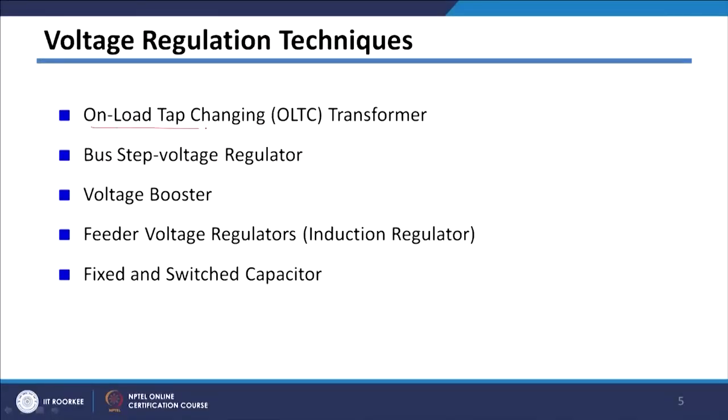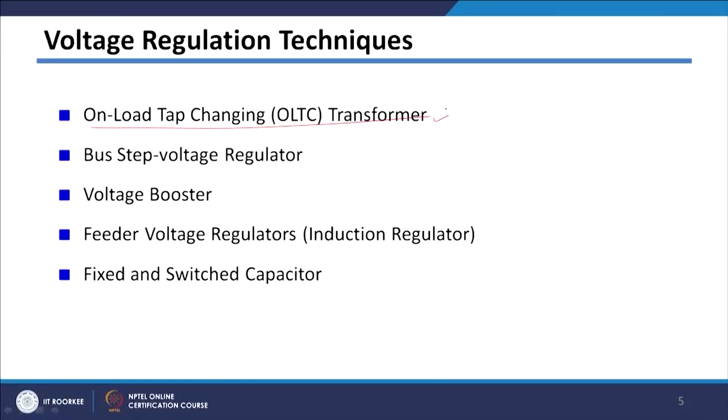One important voltage regulator component is your on load tap changing transformer. We know that generally the taps will be provided on the high voltage side of the transformer, and by increasing or decreasing the taps, we can change the voltage at the secondary side. Depending upon the voltage requirement at the other end of the feeder, we can increase or decrease the tap and regulate the voltage at the secondary end. We have already seen the modeling of the transformer.